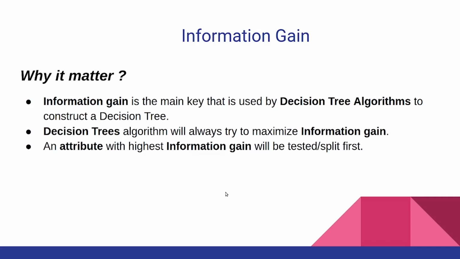Now, information gain. Why does it matter? Information gain is the main key that is used by decision tree algorithms to construct a decision tree. Decision tree algorithms will always try to maximize information gain. An attribute with highest information gain will be tested, split first. So we always want to maximize information gain. That's a key point, always remember it. An attribute with highest information gain will be tested, split first. Remember that.